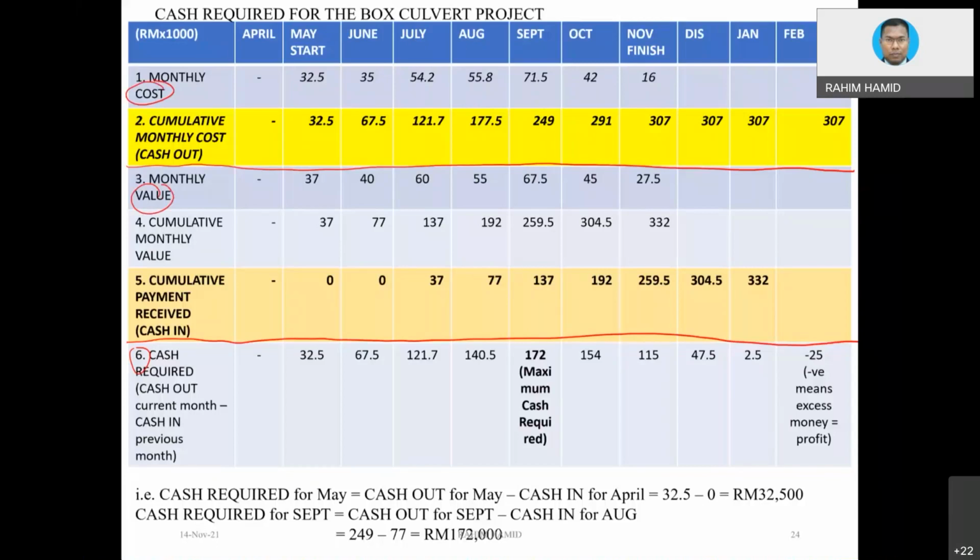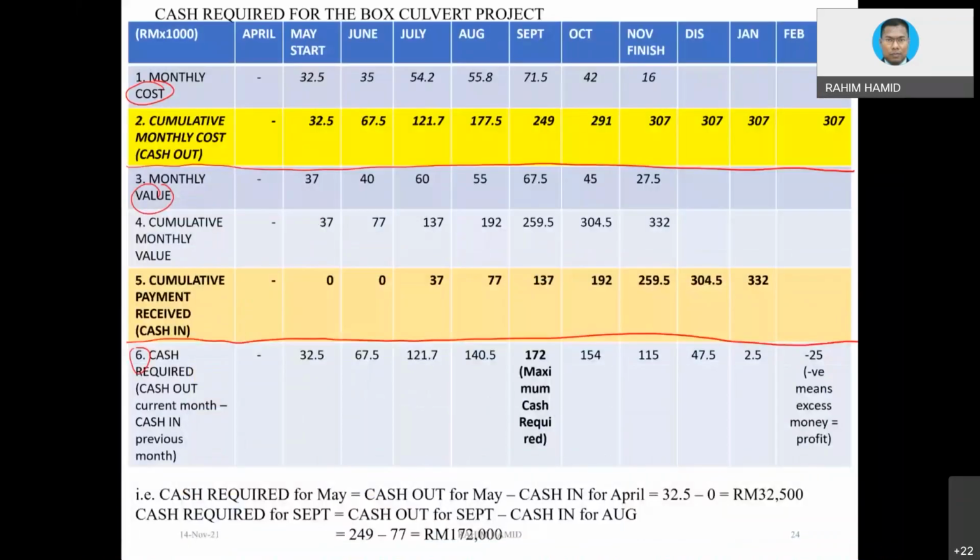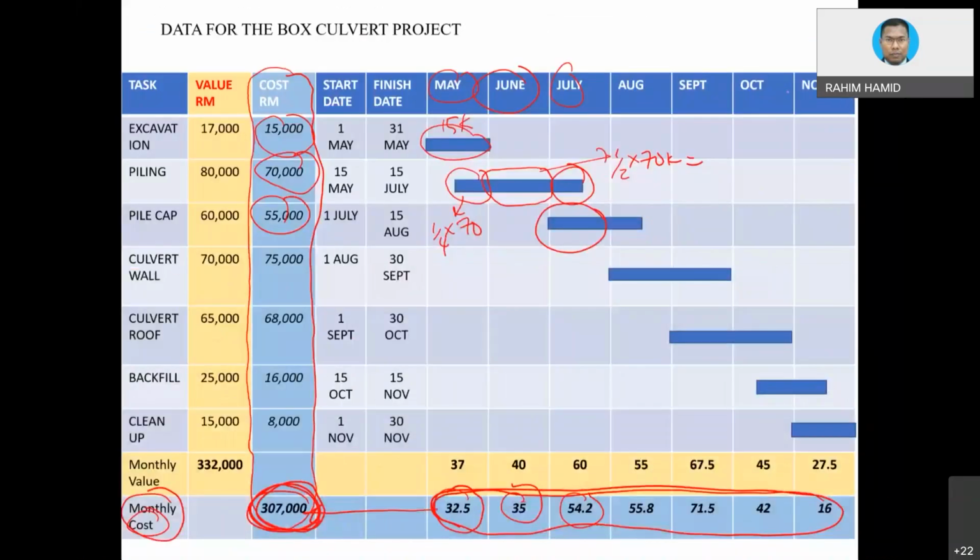All right, now let's go through this table here. Where do we start? First thing first, we start with what we call the timeline. Remember, our project starts from May, so this is May. This is the start of the project, and then June, July, August, September, October, and November is the finish. So you see, November is the finishing of the project.